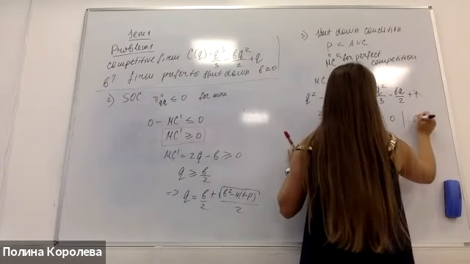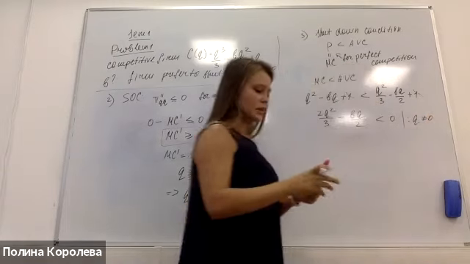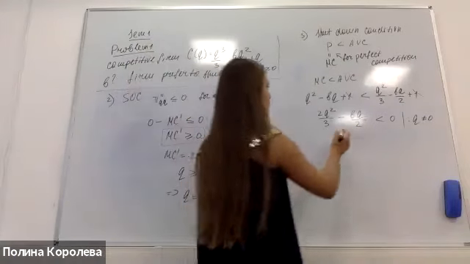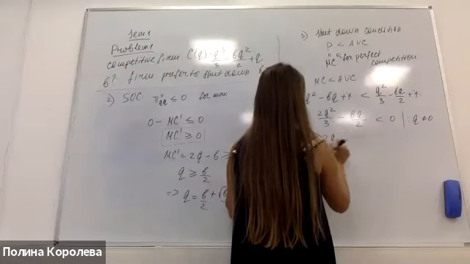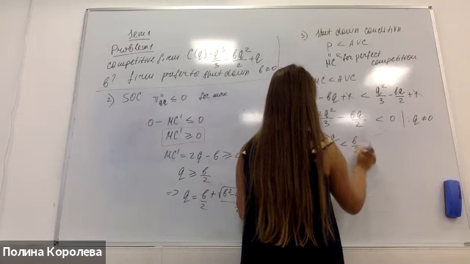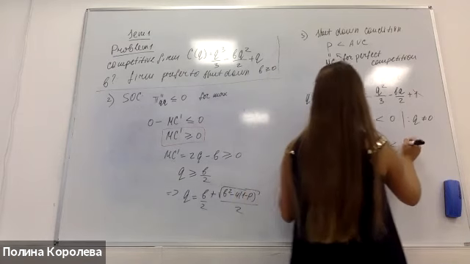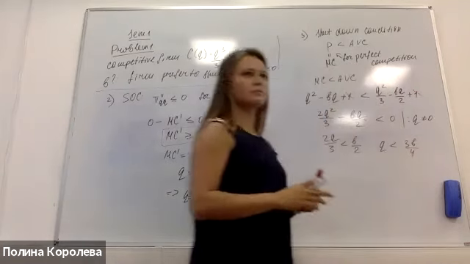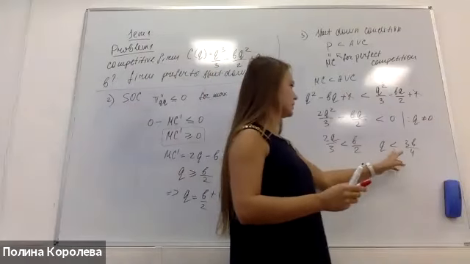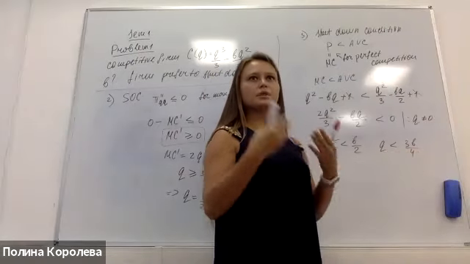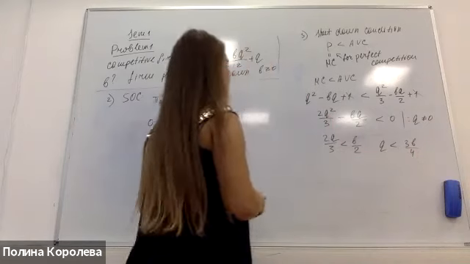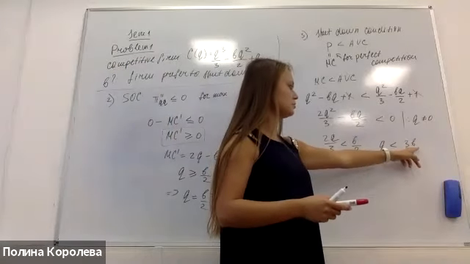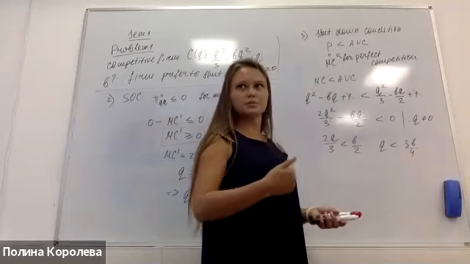We can divide by Q not equal to 0 because we check only interior solutions. So 2Q divided by 3 should be less than b divided by 2, or Q should be less than 3b divided by 4. So if quantity is less than 3b divided by 4, the firm leaves the market. And if quantity is greater or equal to 3b divided by 4, the firm stays and produces.